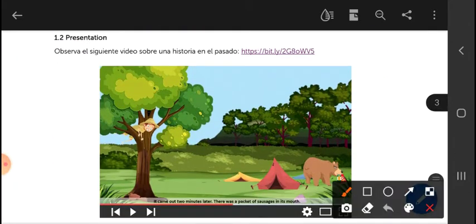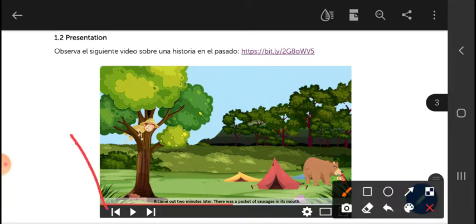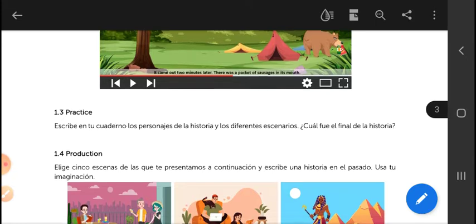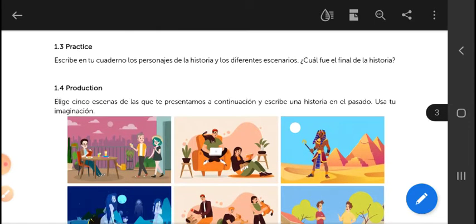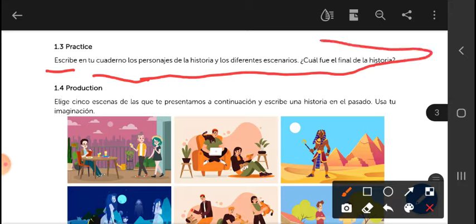You're going to watch a video, observa el video, which has English words in the past, okay? Muchas de las cosas que se dirán allá van a ser in past en este video. So you pay close attention to the verbs in English in the past. After that, you are going to write, escribir en tu cuaderno, write in your notebook, los personajes de la historia y los diferentes escenarios. ¿Cuál es el final de la historia?